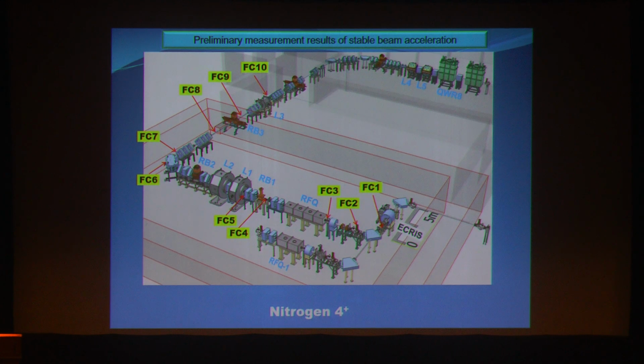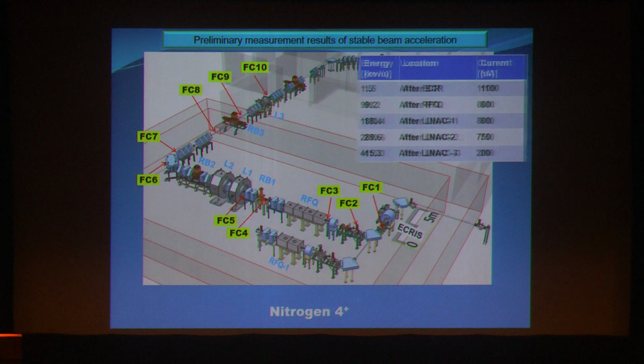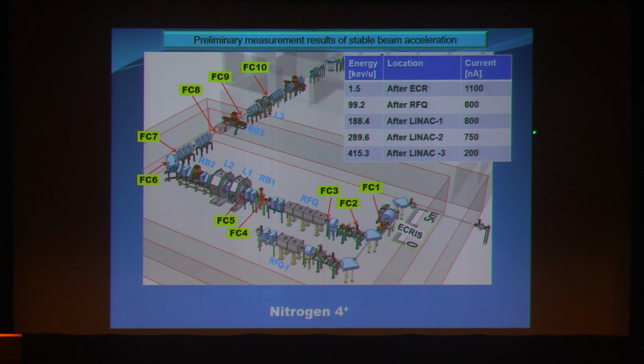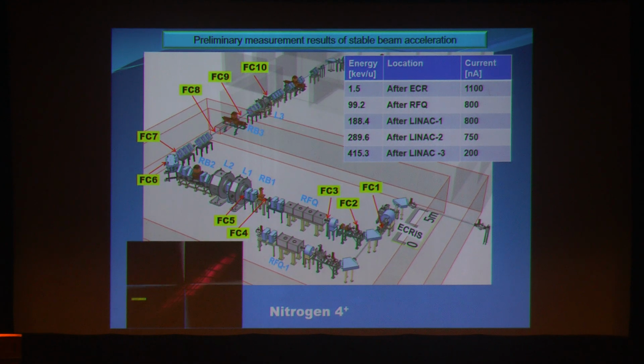Then using this facility, we have accelerated nitrogen 4+ beam up to the end of Linac 3, up to this point. Beyond that, we don't have the radiation permission from AERB till today. So this is just preliminary results. Up to 415.3 keV per nucleon we have accelerated. Don't concentrate too much on these current values. All these accelerators are designed for more than 95% transmission, and that will be achieved. And this is a picture of a beam spot.